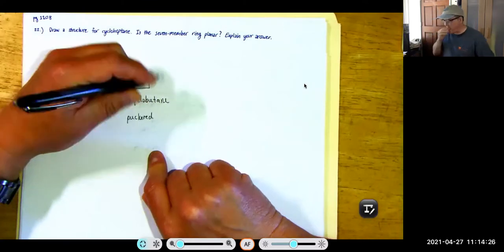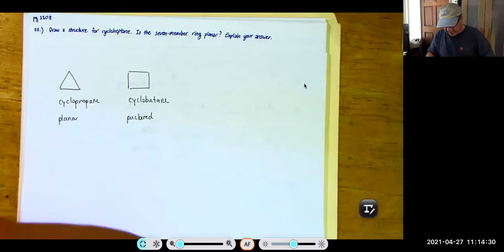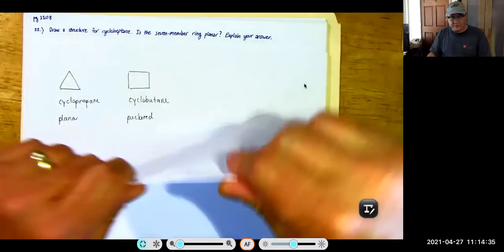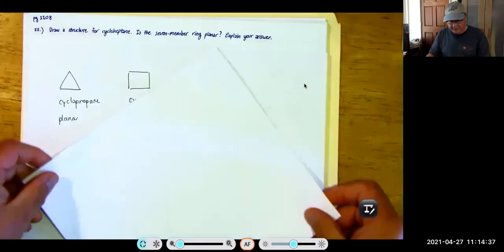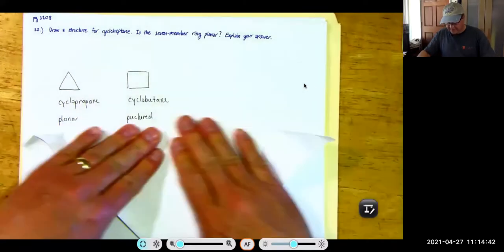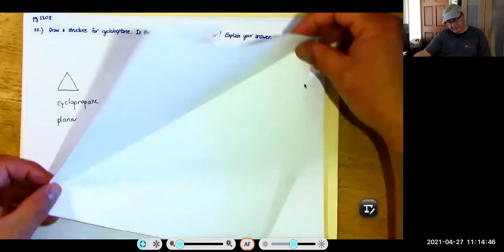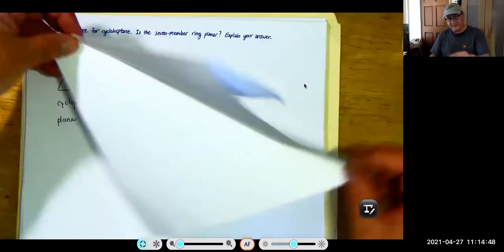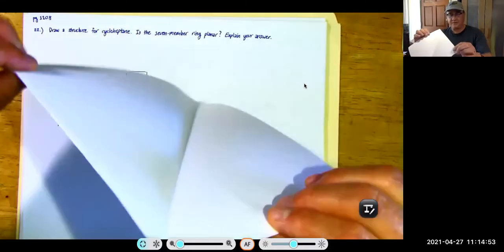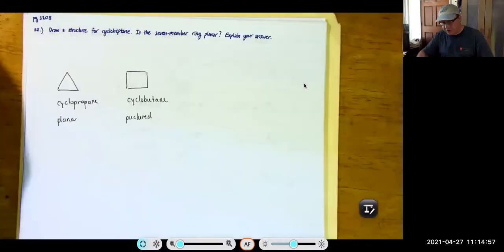So let me give you an example of cyclobutane. This is the square that would form from cyclobutane right here. And this is the way it's actually shaped, where you see that it's kind of folded. You see that shape? Kind of puckered. Okay, so the 4 carbons don't lie in the same plane.